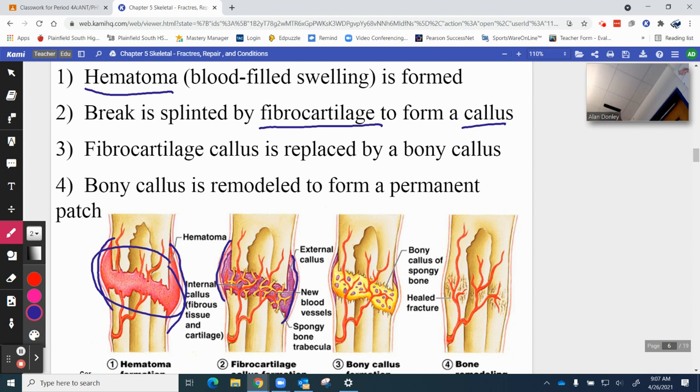Okay. After that, then that fibrocartilage gets replaced by a bony callus. So we start to see this more of a harder lump to it. That's probably what I had when I went and got the x-ray taken of it. All right. And then finally, the bony callus is remodeled and replaced by a permanent patch.